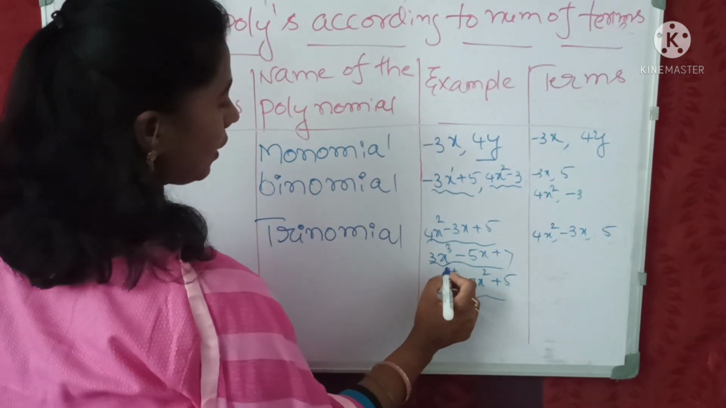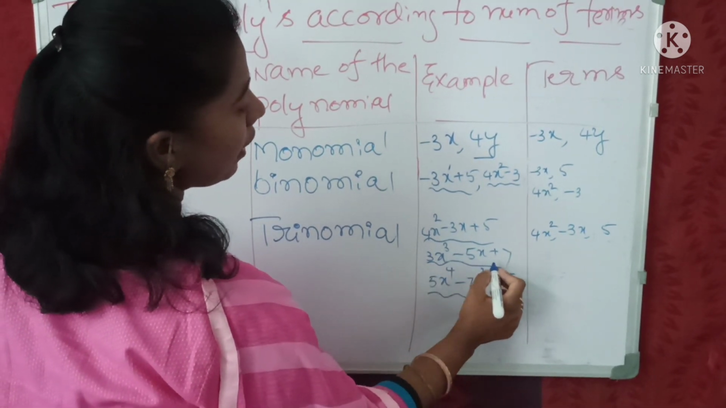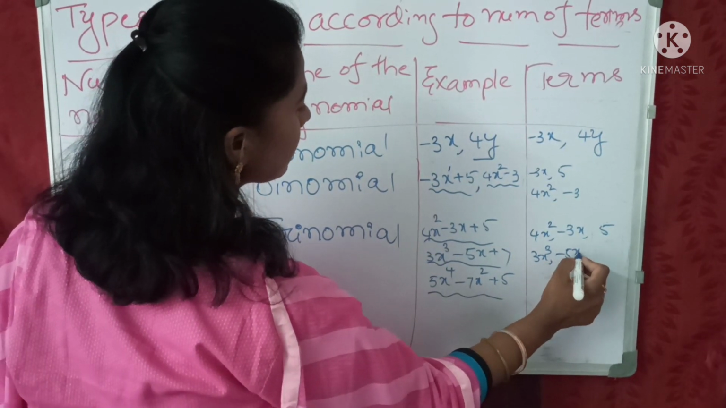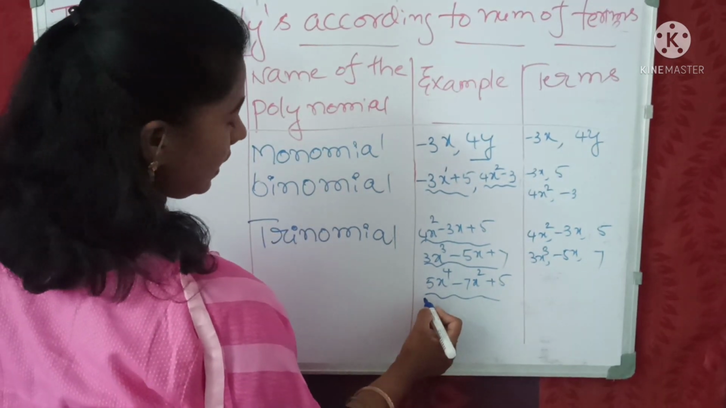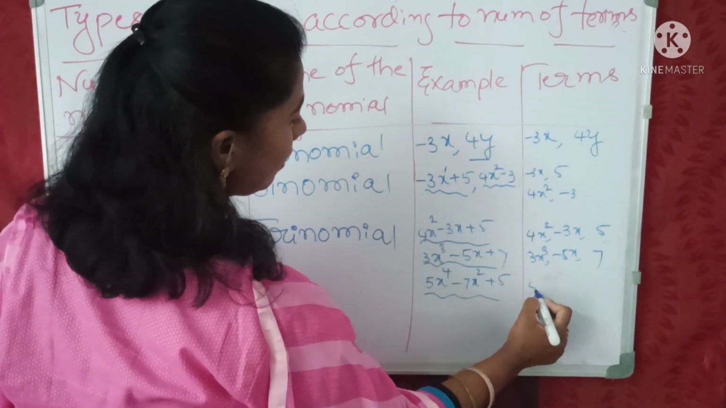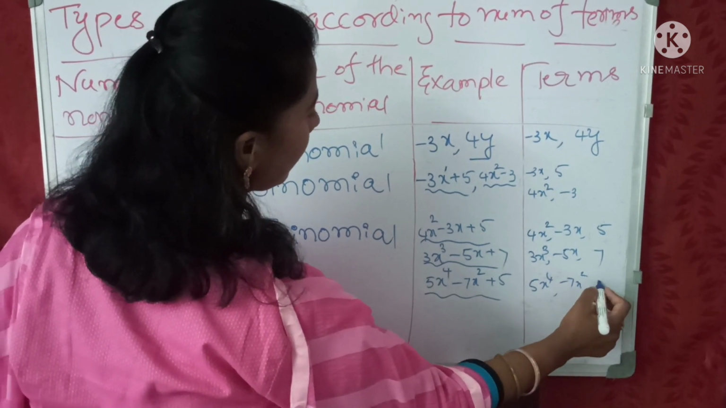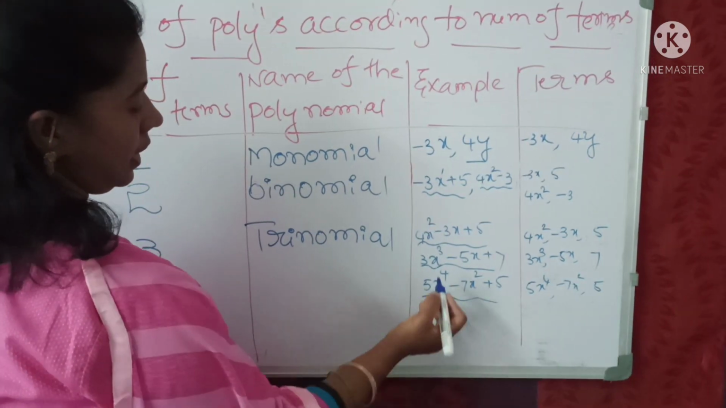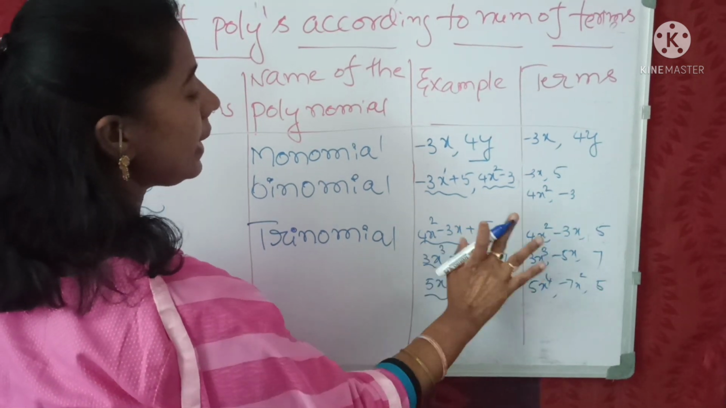And the second trinomial, the terms of 3x cube minus 5x plus 7, are 3x cube, minus 5x, and 7. Next, the terms of the third trinomial, 5x to the power of 4 minus 7x square plus 5, are 5x to the power of 4, minus 7x square, and the last term is 5. So we can choose any 3 terms. Any 3 terms is called a trinomial.